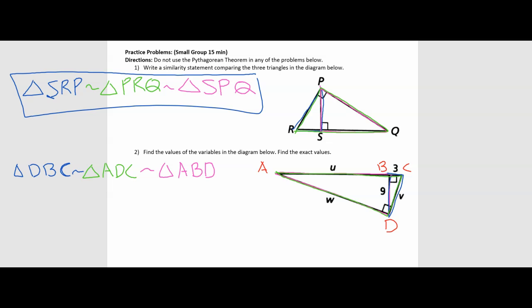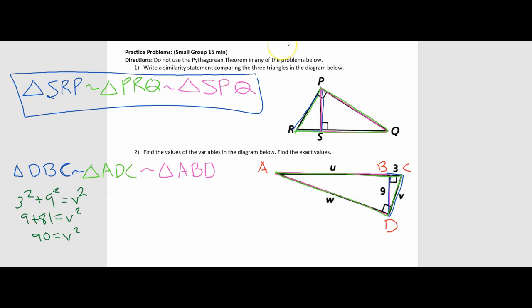There's actually one of these letters that you don't need a ratio for, right? V. Think about why: V is the hypotenuse of a right triangle. So if I want to figure out V, I can just do 3 squared plus 9 squared equals V squared. It's going to give me 9 plus 81 is equal to V squared. 90 is equal to V squared.